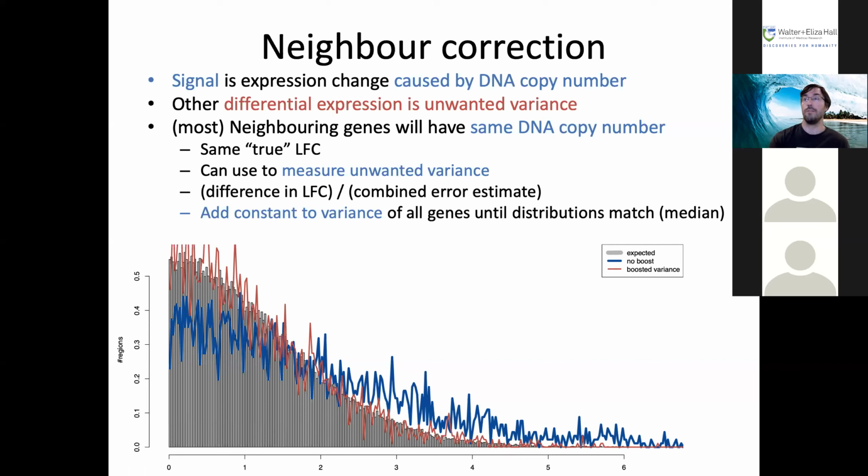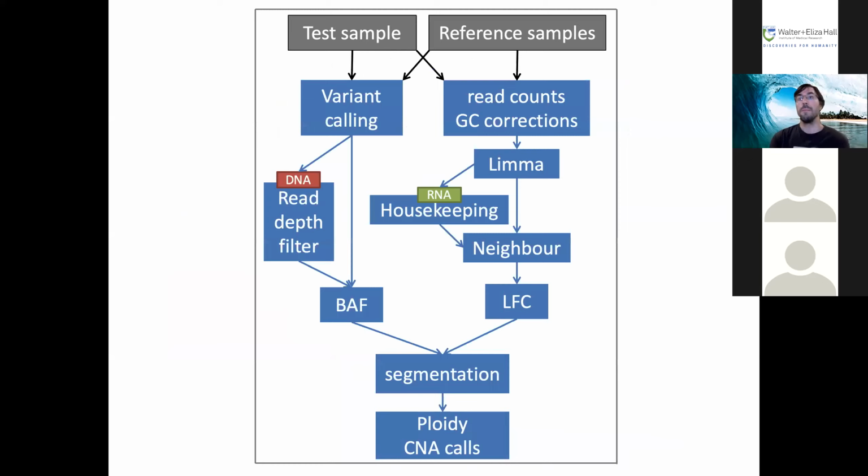So this is avoiding a lot of false positives, right? If we had been running with these variance estimates, we would be overly confident in our data. And it would look like lots of copy number calls everywhere. So this is how we get the log-fold changes and the variance estimates. And after that, we move on to segmentation and priority calling. But I'm not going to talk too much about that. Instead, I will go on to benchmarking and how we assess the copy number calling.